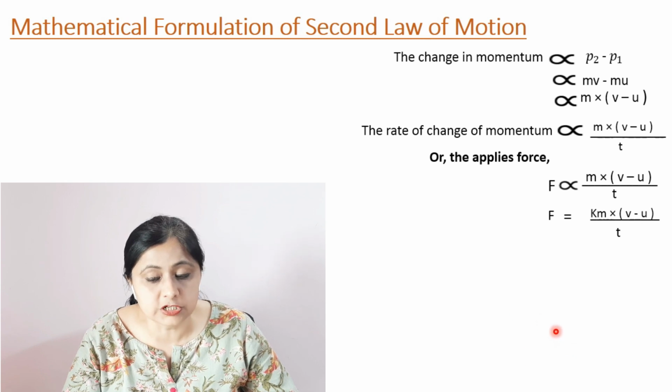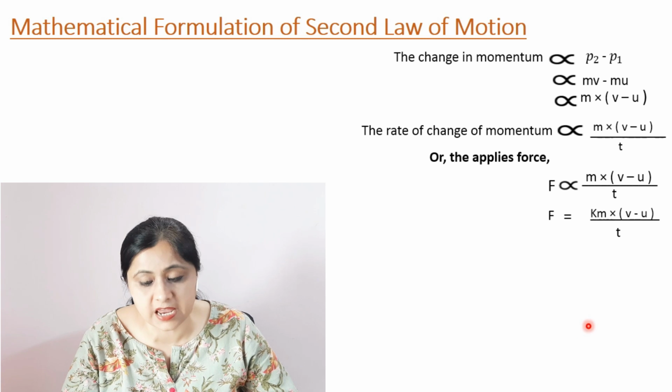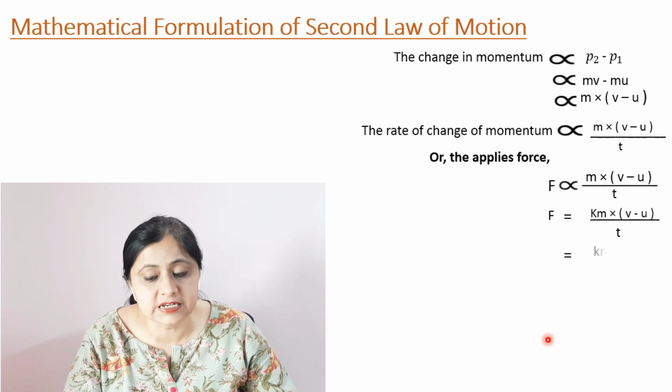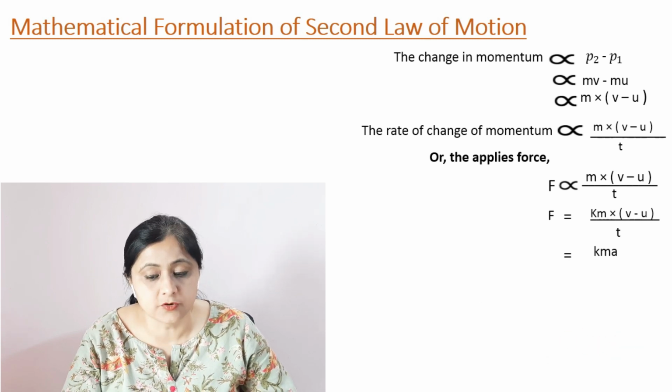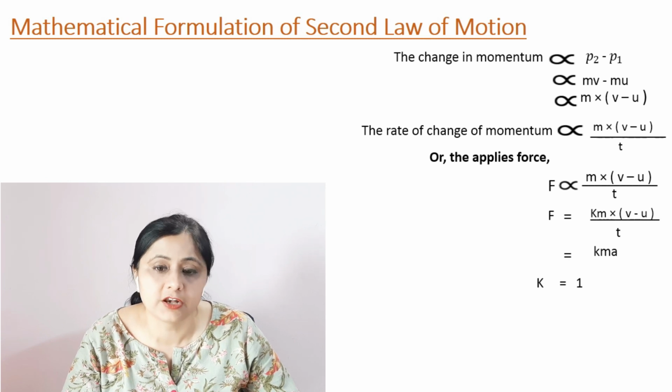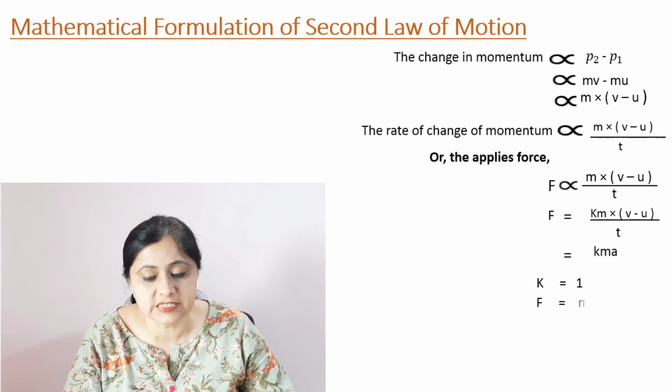So the proportional sign we have removed. What we have written here is equal to and this constant K. And the value of this constant K was noted. If we write V minus U upon T, what is it called? This is called A. So what is written here? F is equal to KMA. Now the next one, what is the K value? K value is 1. So what is the formula of Newton's second law of motion? F is equal to MA.